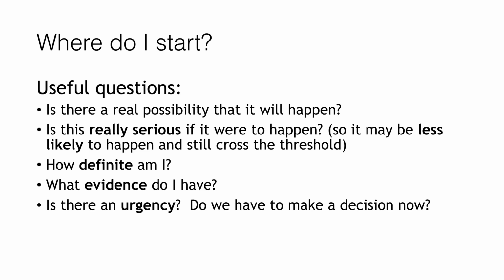You ask yourself, how definite can I be? Do I have any evidence for the prediction I am making? Does this have to happen now? Can I justify this interference in the private life of families now? Can we wait? If not, why not? I think they make a good start.